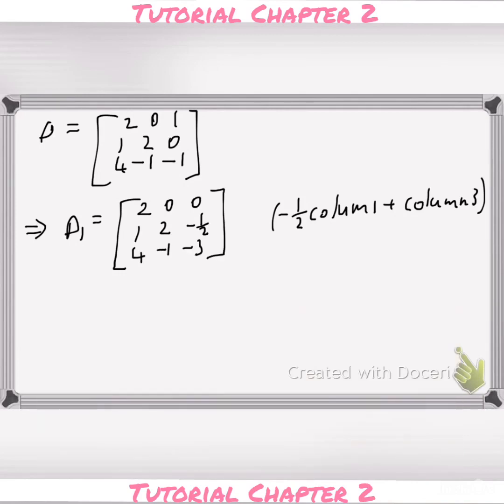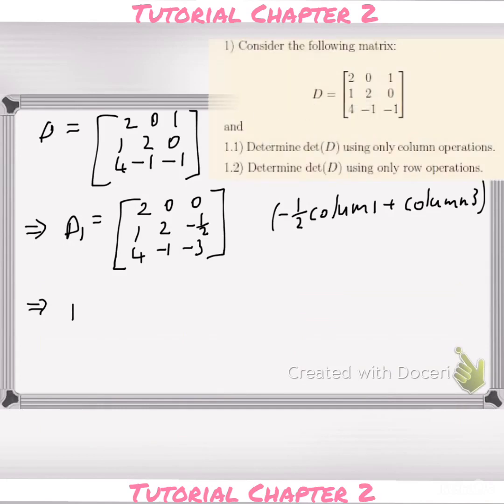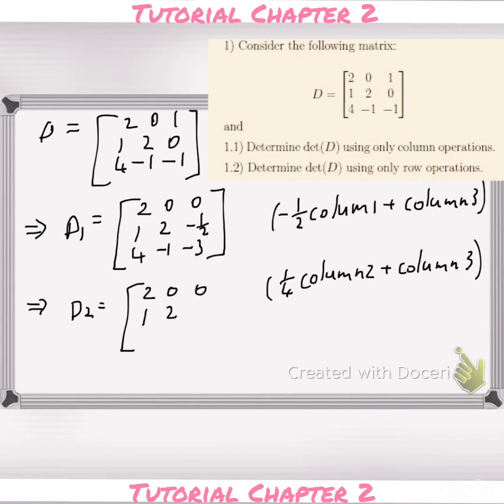Okay, and then I'm going to construct the matrix D2 by doing something to D1, and I'm going to take a quarter of column 2 and I'm going to add that to column 3, and that's going to give me the matrix 2, 0, 0, 1, 2, 0, 4, minus 1, minus 13 over 4.